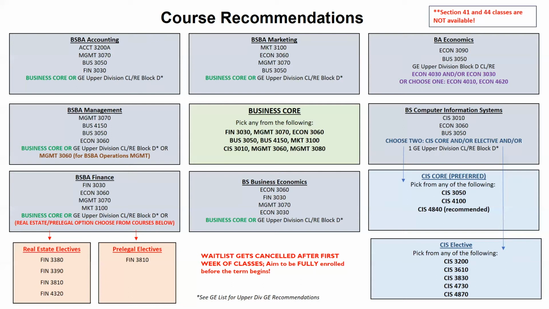Let's look at the Department of Marketing. So for all students under the Department of Marketing, that means international business option, marketing option, etc. We recommend Marketing 3100, Econ 3060, Management 3070, and Business 3050. The 5th class is either your upper division GE, which remember, we'll have a list provided for you in the next slide, so don't worry, you got that, or a business core of your choice.